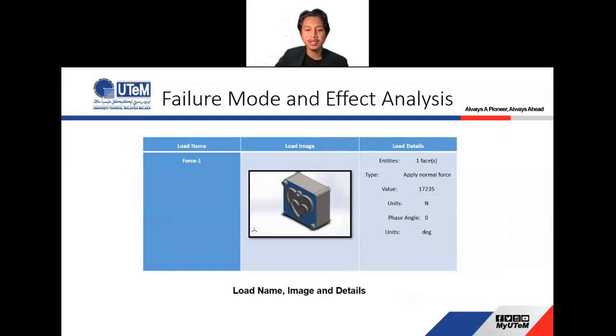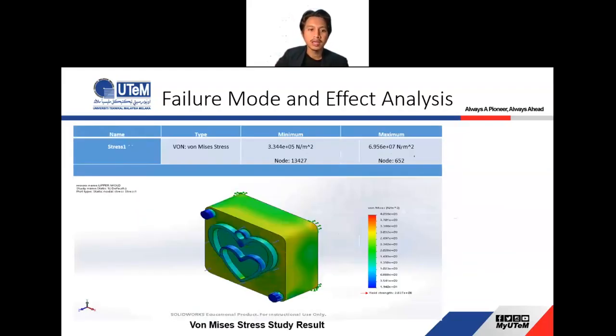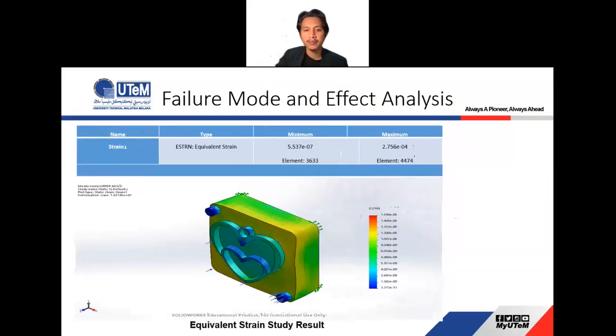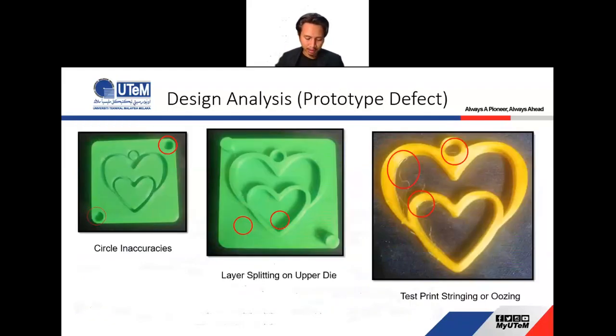Next is the plot name, image, and details. And this is the von Mises stress study result. And this is the resultant displacement study result. And this is the equivalent strain study result. Okay, so as you can see, this is also the result and discussion from the design analysis.